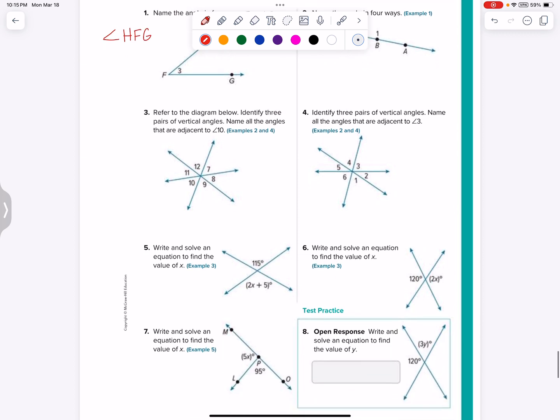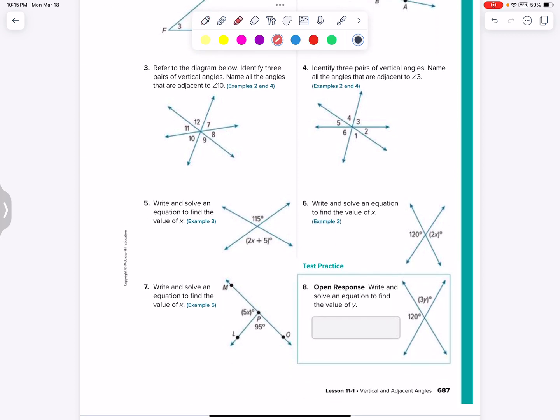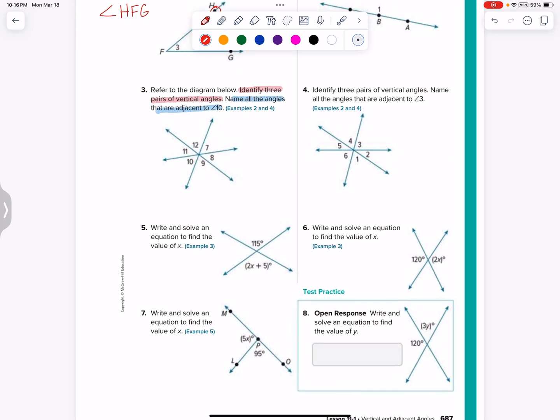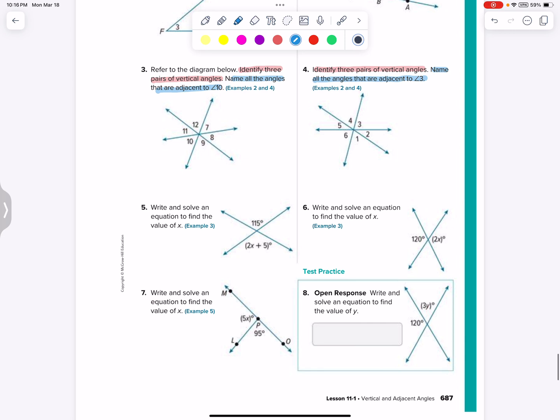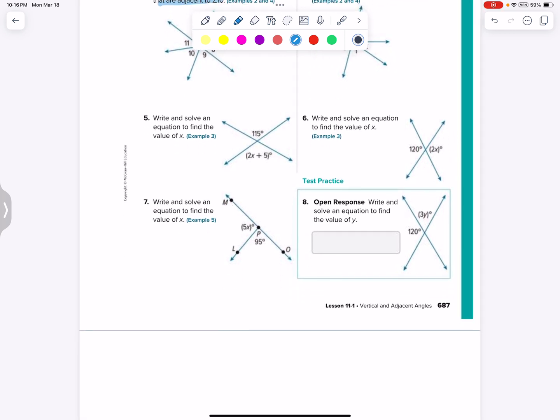Be aware that for number 3, it says identify 3 pairs of vertical angles and name all the angles that are adjacent to 10. So you're going to have to remind yourself what vertical angles are and what adjacent angles are, okay? Same thing over here, okay? So identify 3 pairs of vertical angles and then name all the angles adjacent to angle 3. So we're taking care of vertical and adjacent in one problem, okay?